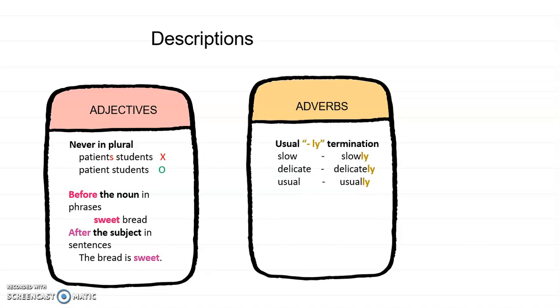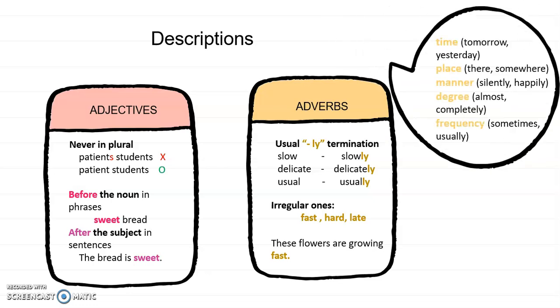Adverbs usually have an ly termination. Slowly, delicately, and usually are adverbs, and they describe actions, how we do an action. There are some irregular ones, such as fast, hard, and late. These flowers are growing fast. Fast communicates information or describes the action.